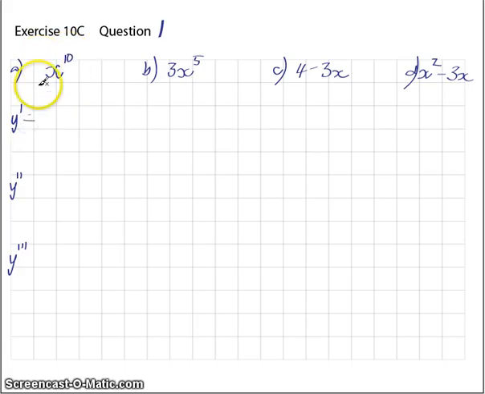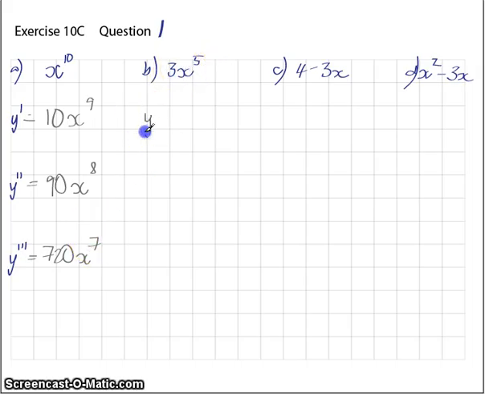So the first derivative for this one, we're going to use the power rule. So this will become 10x to the 9. Second derivative, I need to do that again, so I've got 90x to the 8. Third derivative, multiply that out around again, I get 720x to the 7.